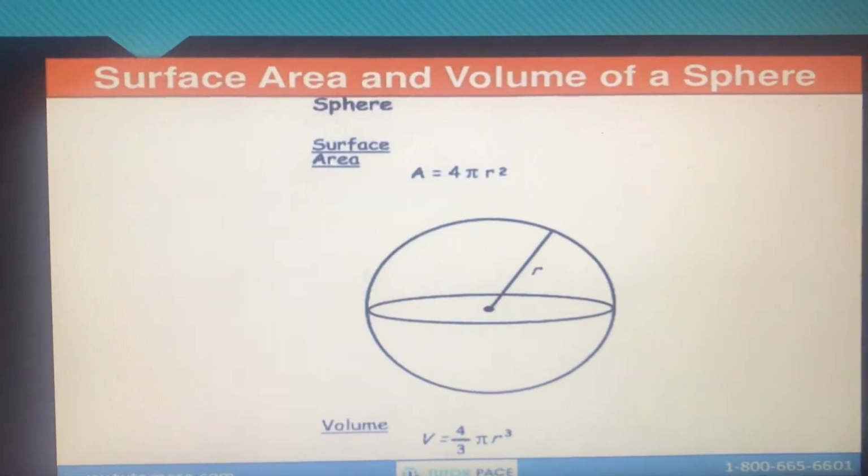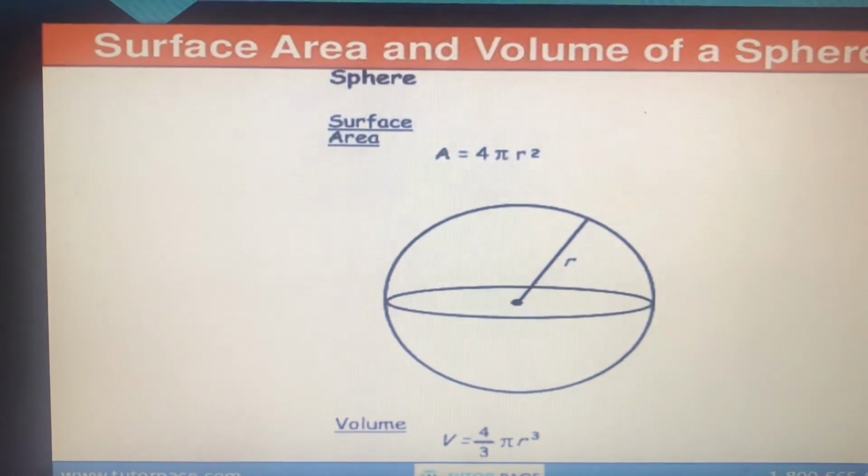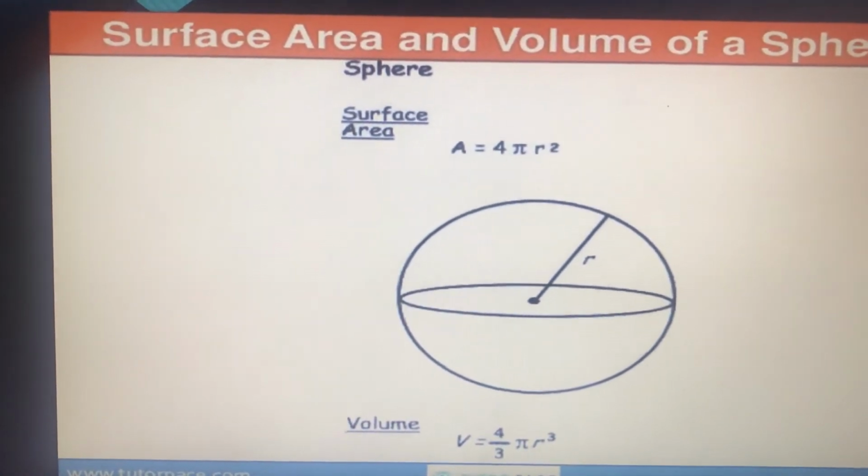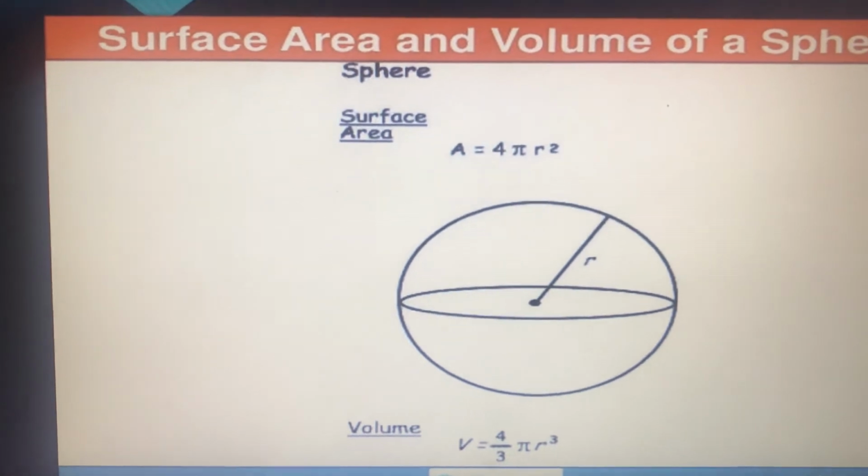For the volume, you have 4 divided by 3 times pi times r cubed. So just make sure you keep an eye on that: r squared and r cubed.